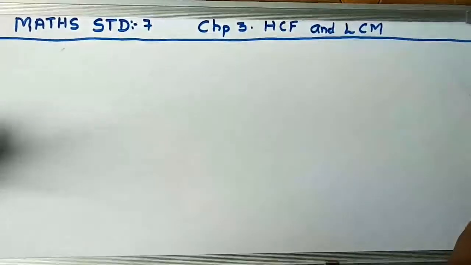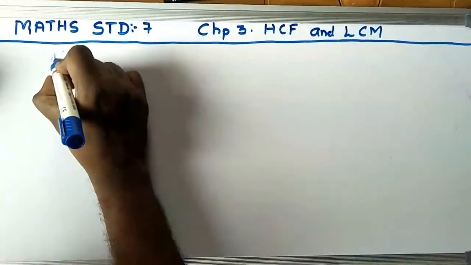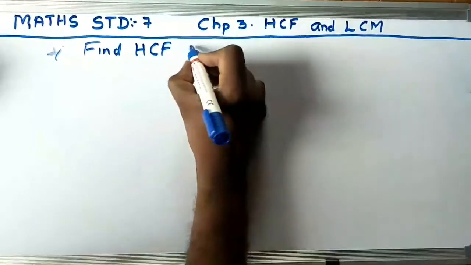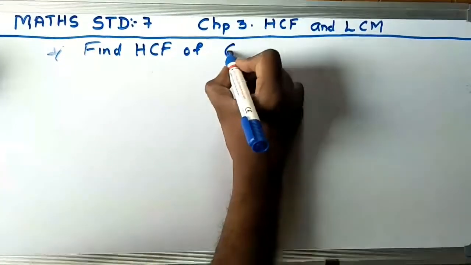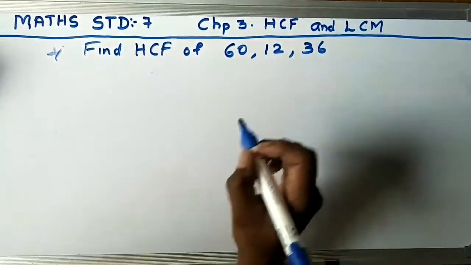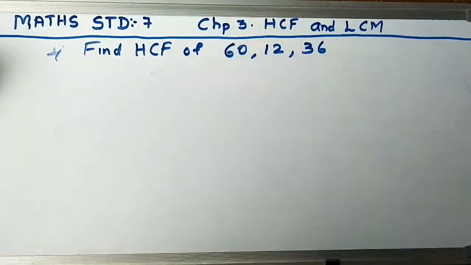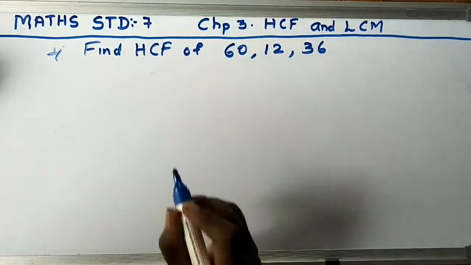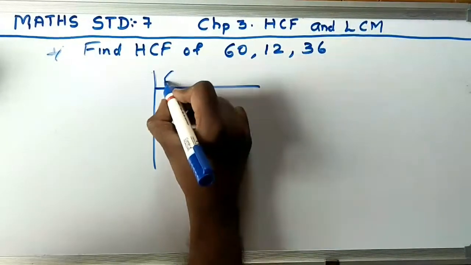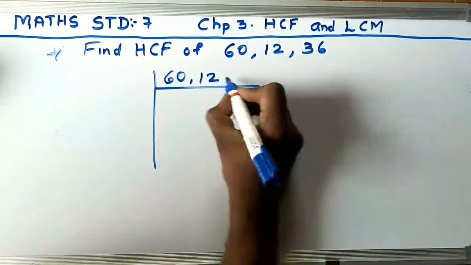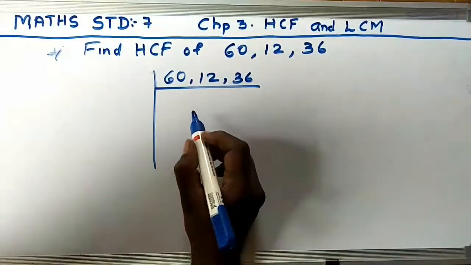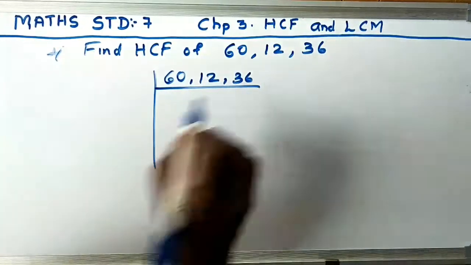So let me take a number. We want to find the HCF of 60, 12 and 36. The vertical arrangement method is, you have to write all the numbers: 60, 12, 36. Now you have to find in which table it is divisible.